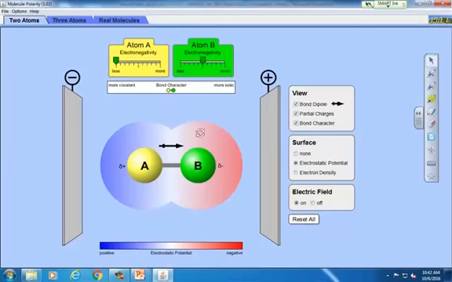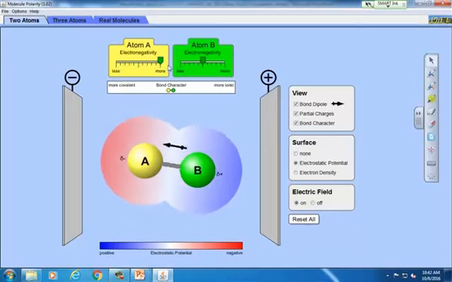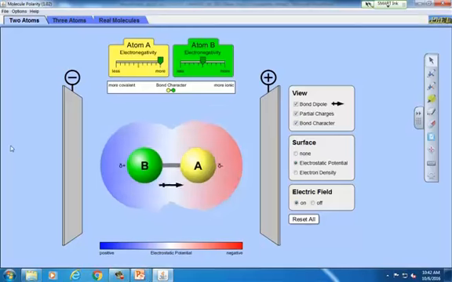Because B is a more electronegative atom than A. If I change that and I make A the more electronegative atom, and the polarity changes, then the molecule will naturally rotate so that its negative end is lined up with the positive end of the charged plate.